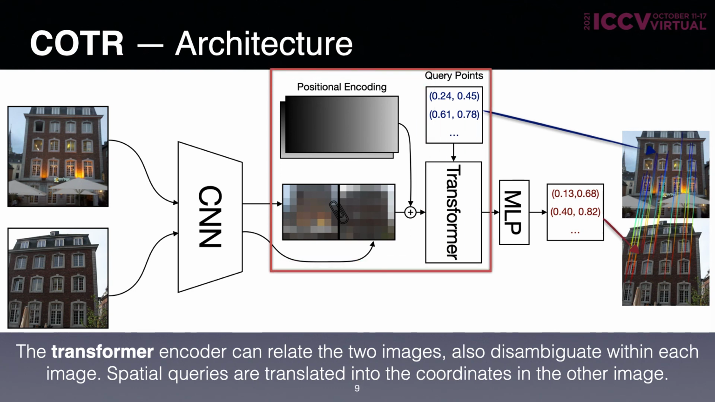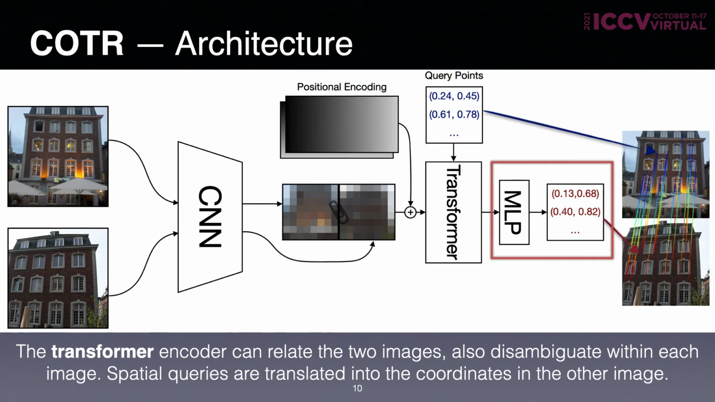Then, we feed the feature maps to the transformer encoder and let the transformer relate all the features spatially to solve the ambiguity problem caused by the self-similarity. After that, we feed the output from the encoder together with the query points to the transformer decoder. This step will translate the query points into the coordinate space of the other image. Finally, an MLP is used to bring the high-dimensional coordinates to the XY representation.